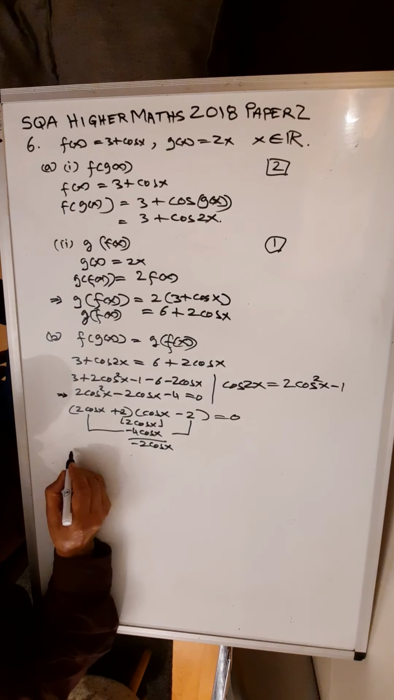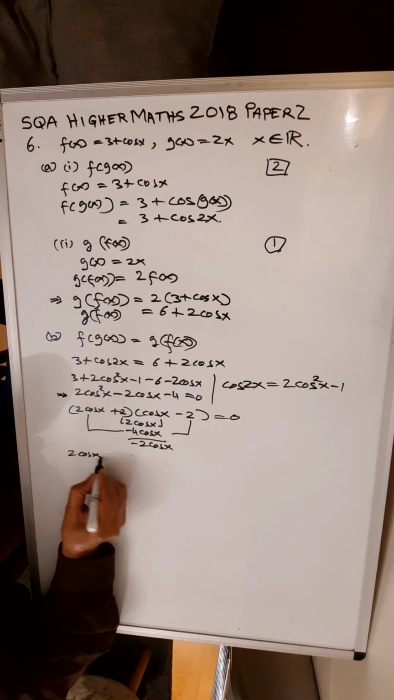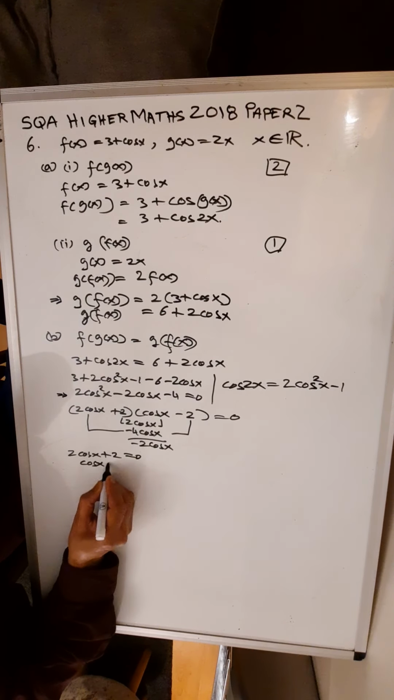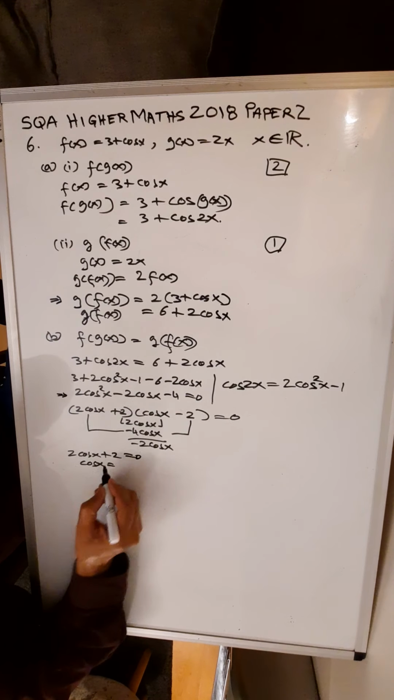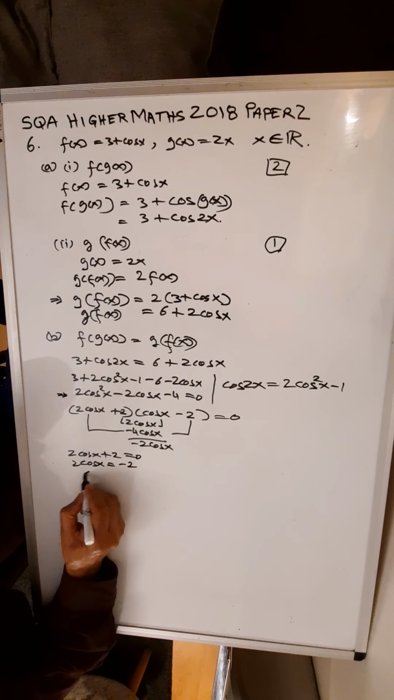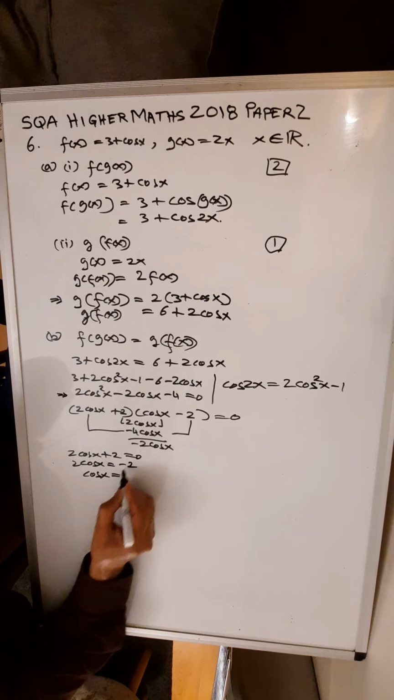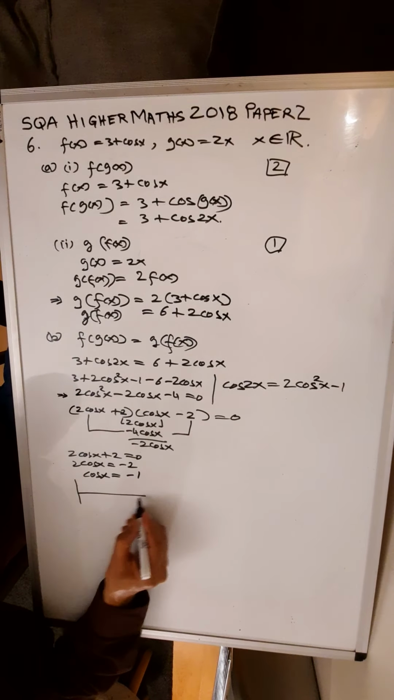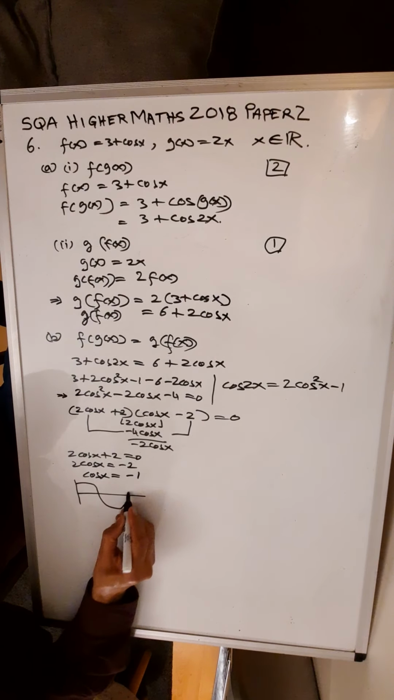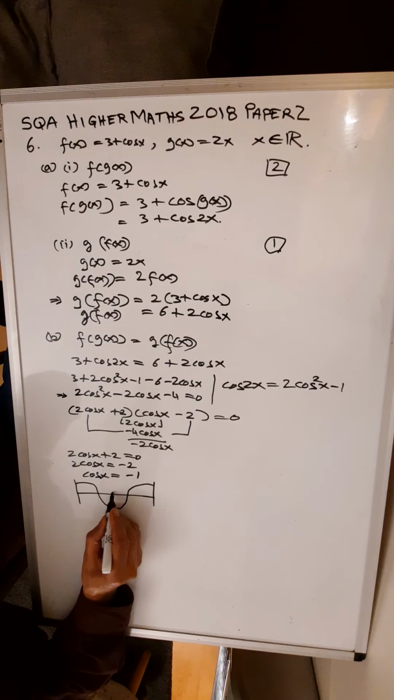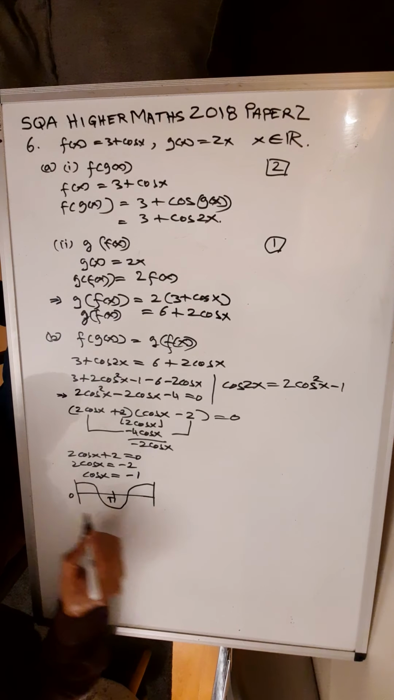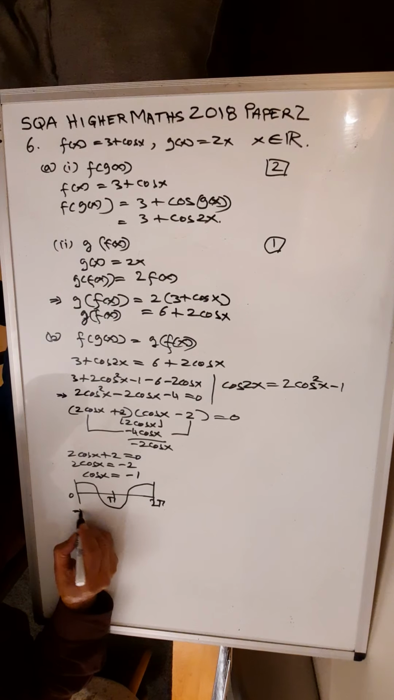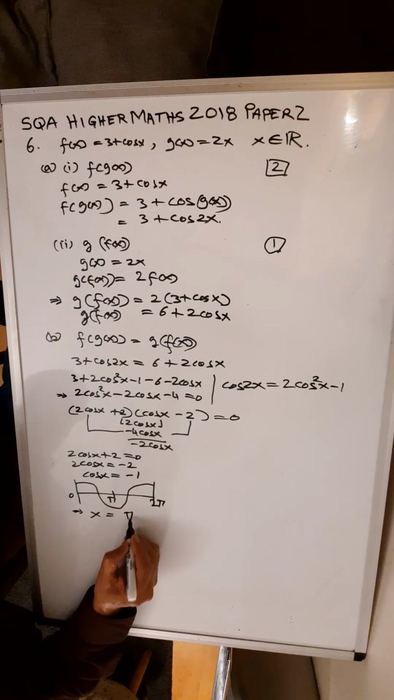So the first one is 2 cos x plus 2 is equal to 0, which means that 2 cos x is minus 2, cos x is minus 2 over 2, which is minus 1. And if you look at the cosine curve, it is at minus 1 here at pi, between 0 and 2 pi. So that occurs at pi. So that means that x is equal to pi.